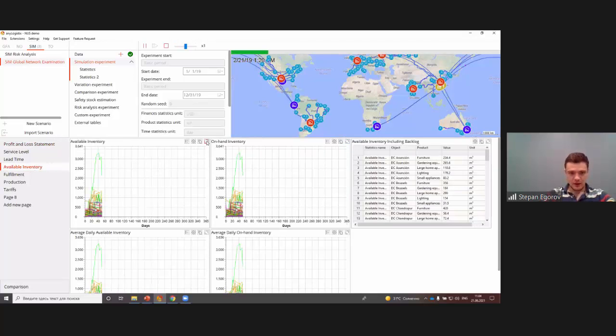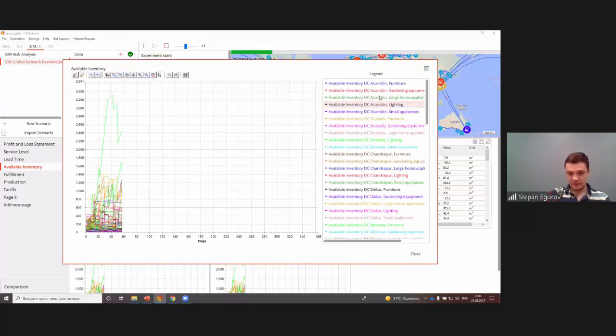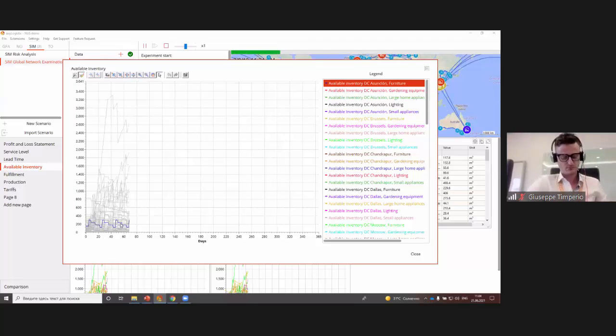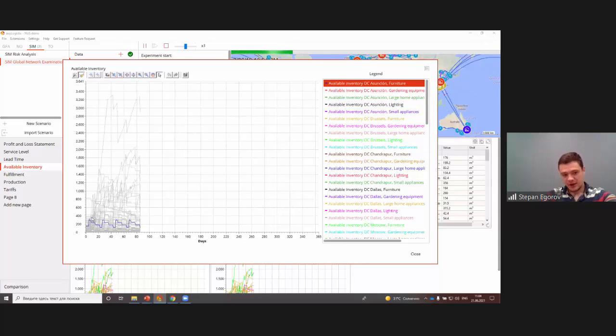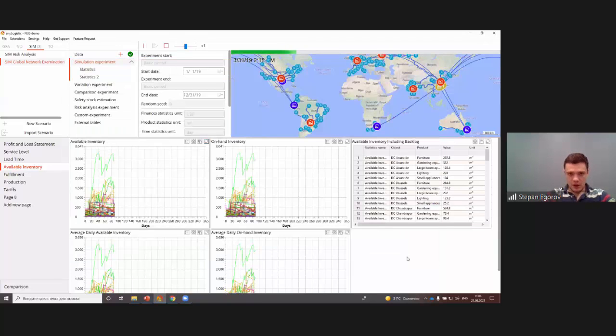Also, what's interesting is that we can see available inventory on a chart like this. For example, if we take a DC at Asunción and we want to know how much furniture they store, this is the line for them, and we can see how much furniture was stored at each given day. So by looking at such charts, we can understand what capacity the DC should have, for example, because if we see that the storage was not more than 350 units at any given day, then probably our warehouse should not be bigger.